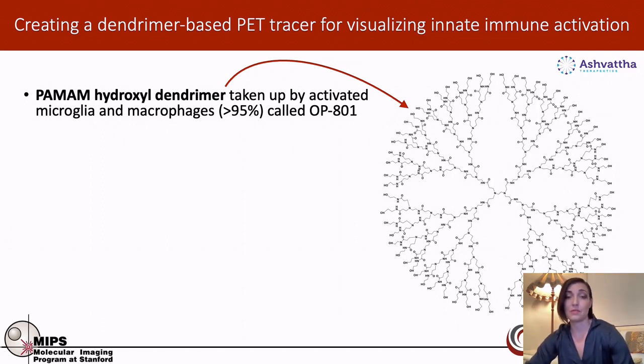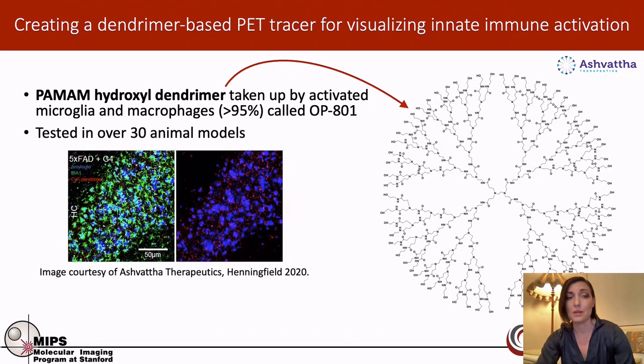So really the specificity of this agent for activated myeloid lineage cells has been demonstrated through over 30 animal models that have been published in the literature, including dogs, non-human primates, and mouse models. Here I'm showing you an example of staining after injecting a 5x FAD mouse model. So an Alzheimer's mouse model has been injected with a fluorescent version of this dendrimer.